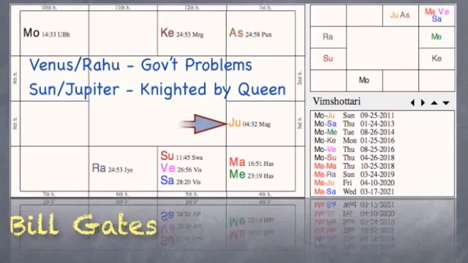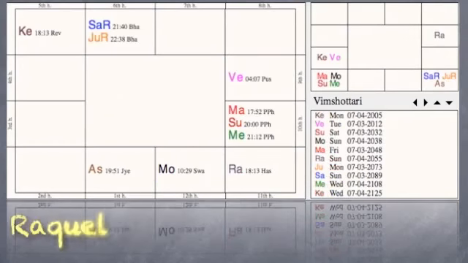So all of this happened and is shown specifically by his nakshatras. Venus Rahu, the government problems. Sun Jupiter, knighted by the Queen. So not just soul characteristics and identity, but actual events.